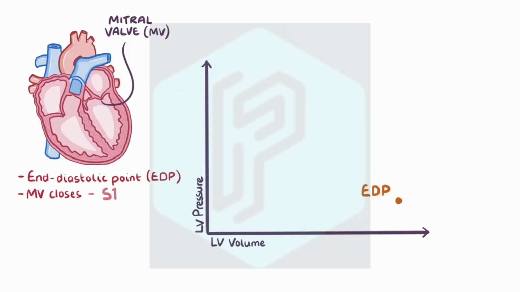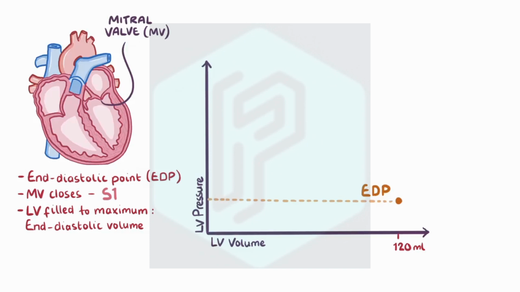So at this point, the left ventricle is filled with a maximum volume of blood, known as the end diastolic volume, which is normally about 120 millilitres. You can imagine the ventricle as a relaxed sac of muscle that's full of blood, so the pressure is low.